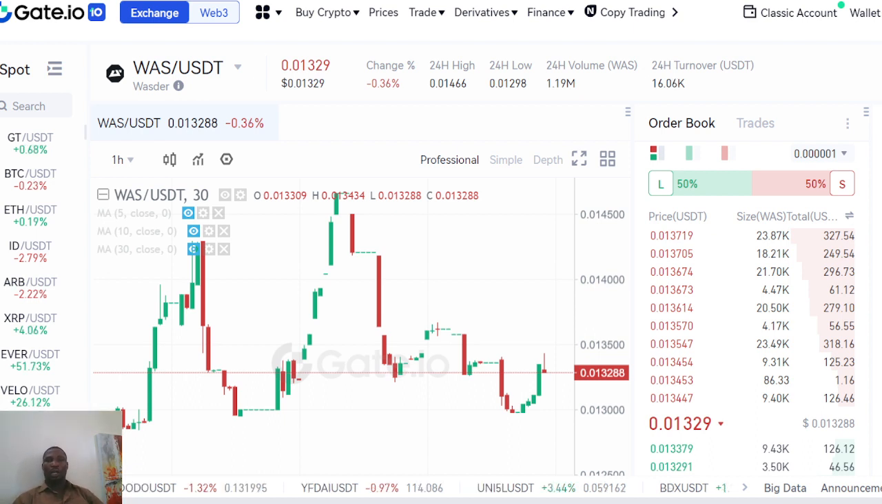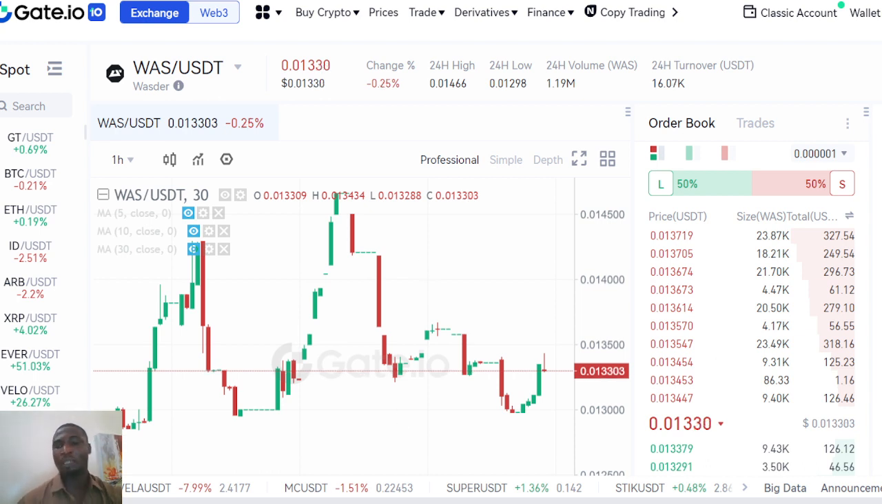So all these are important points that we need to consider when talking about this token. Now, going back to Gate.io to analyze this token, you can see what it is saying currently.